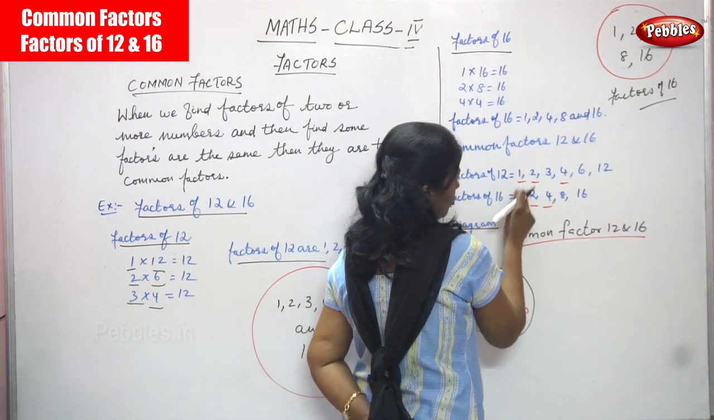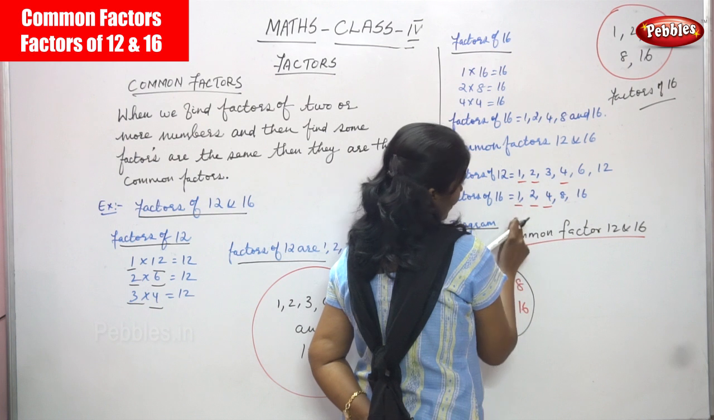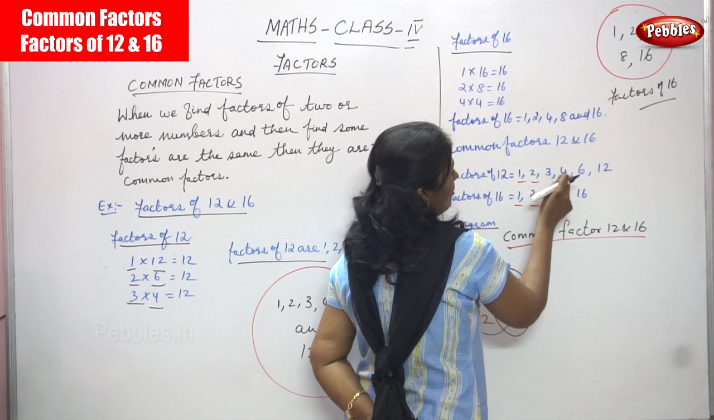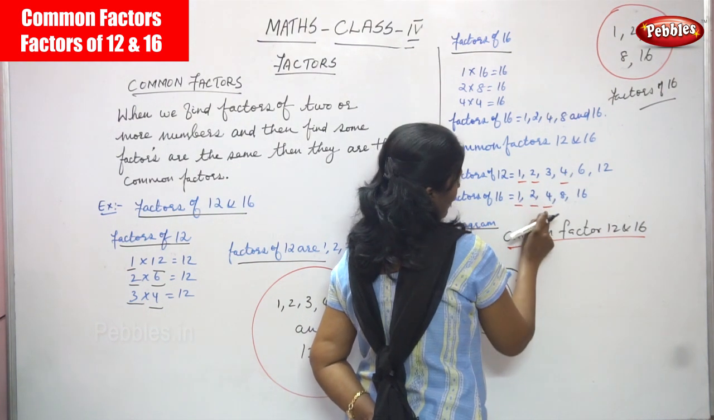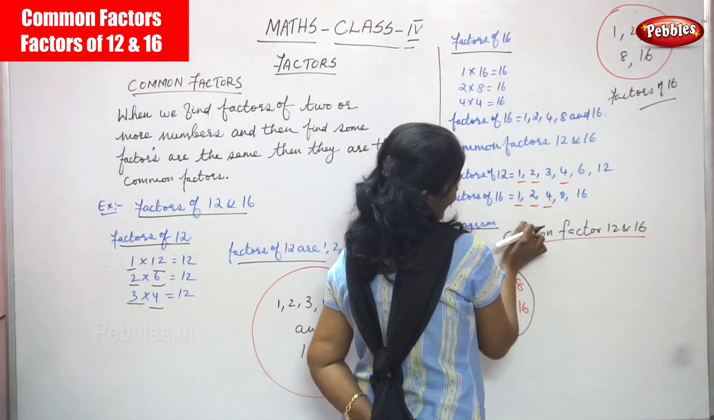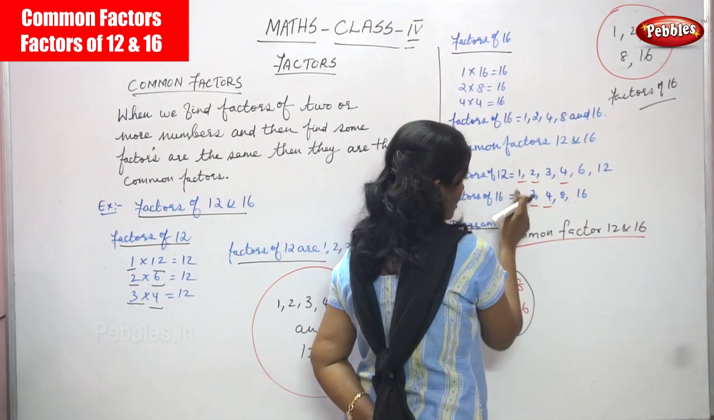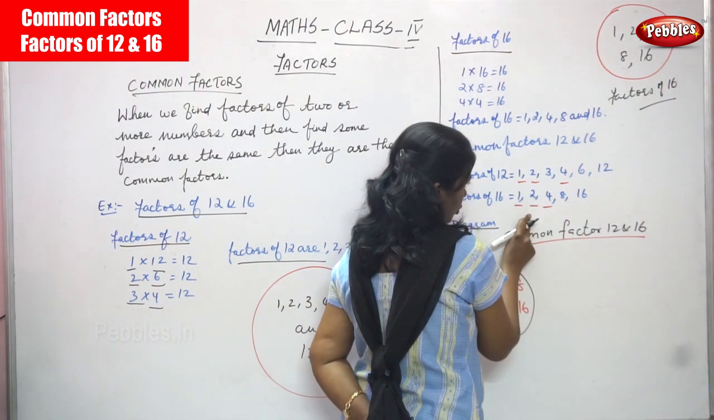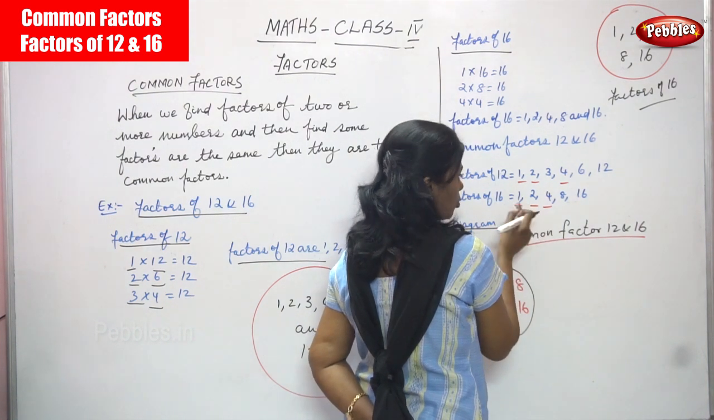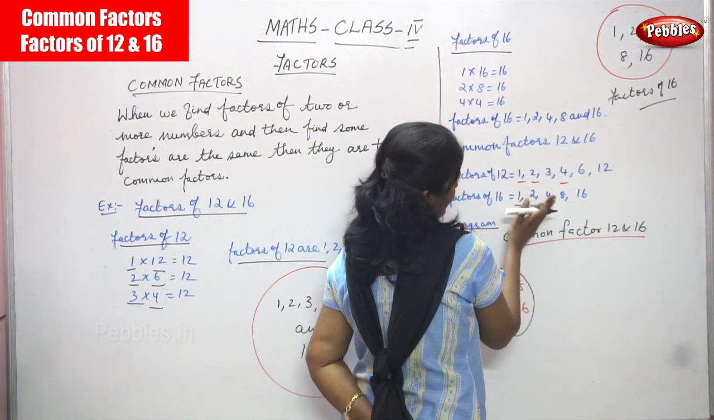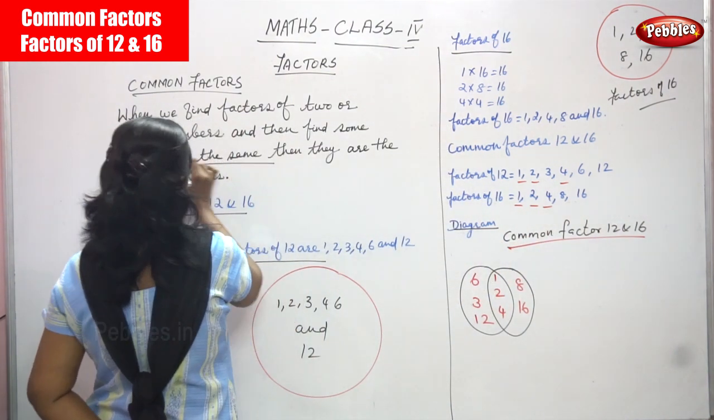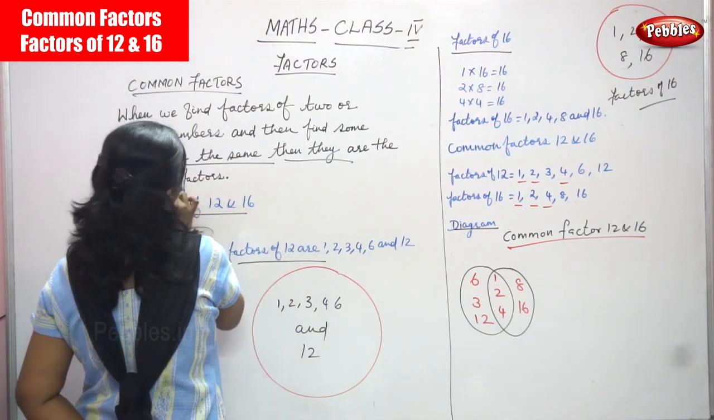Factors of 12 you can get 1, and factors of 16 you can get 1. Factors of 12 you can get 2, factors of 16 you can get 2, and factors of 12 you can get 4, and factors of 16, 4. So some factors are the same in both places, present in both places. So 1 is present in both places, and 2 is present in both places, and 4 is present in both places. So what are the factors? 1, 2 and 4. That is what they mention: some factors are the same, then they are the common factors.